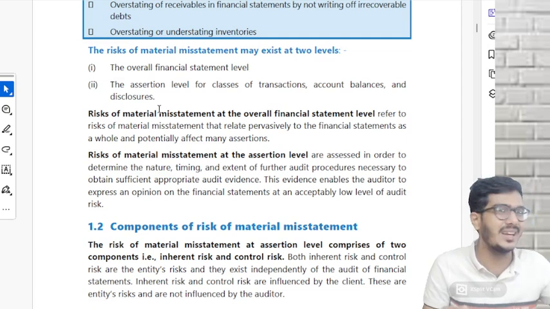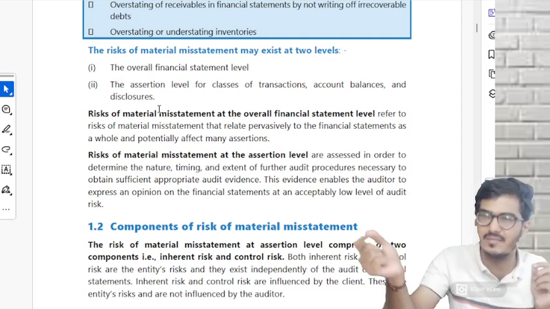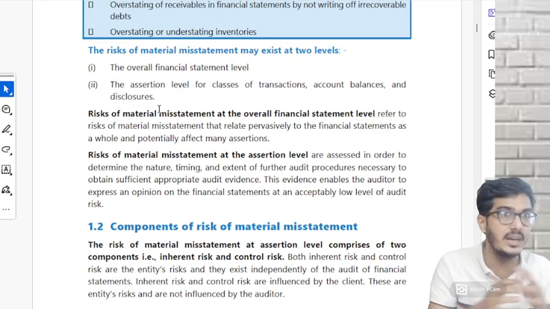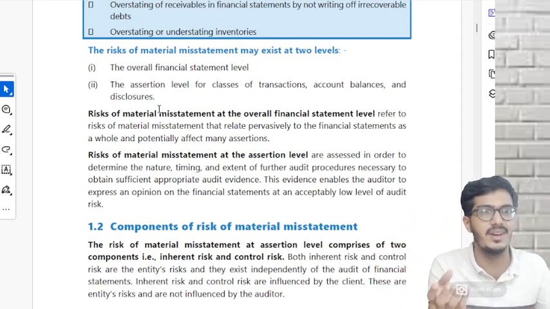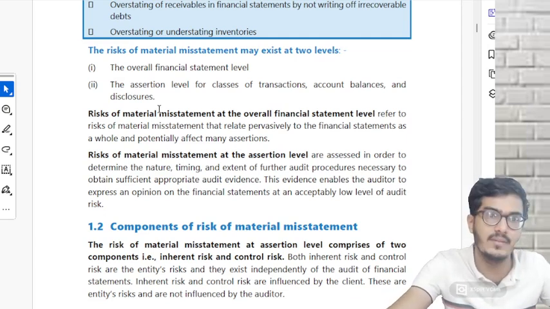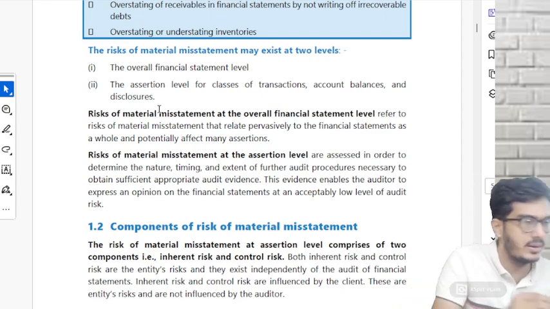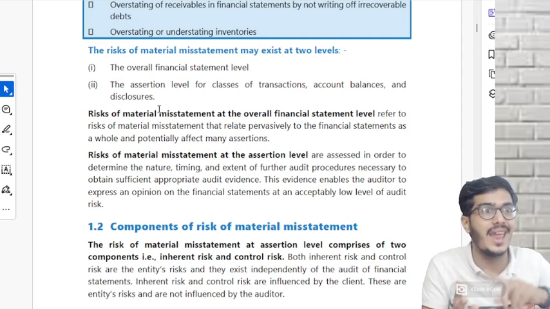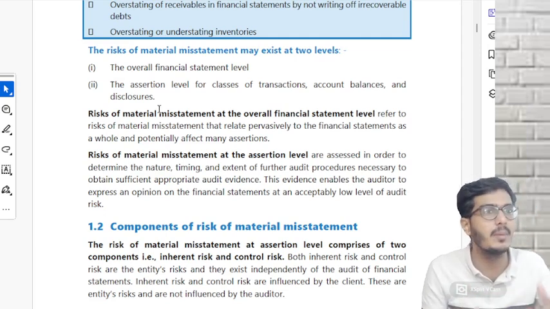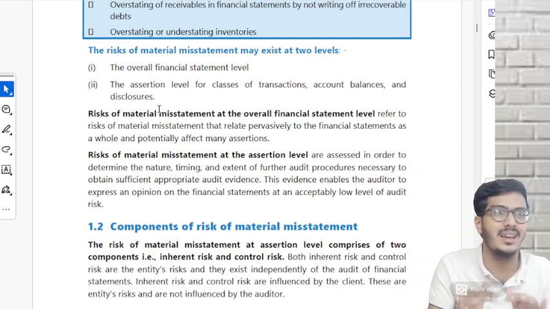Then comes assertion level. At assertion level, P&L item level, one or two items go. In that item, only in occurrence there will be some error. Somewhere in accuracy there will be some error. Basically, it is not affecting the entire financial statements. Somewhere it is very small. In this case, you tell me, will you not perform audit procedures like at financial statement level? You are going to perform audit procedures. Why? You are going to determine the NTE. NTE: nature, timing, extent of your audit procedures to reduce those misstatements to an acceptable low level.